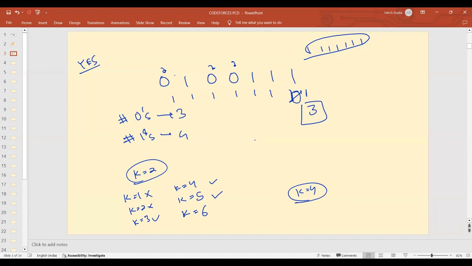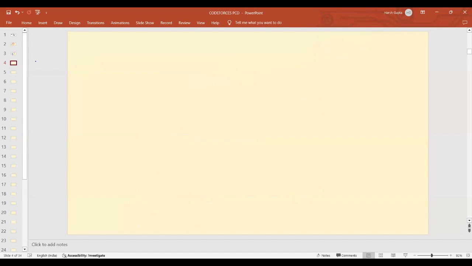For k equals to 6? Yes. And which bits will we turn? Bit 1, right? For k equals to 7, is the answer possible? Yes, right? And which bit will we turn? We will turn 0. Now, once you identify this thing, the question becomes very easy.